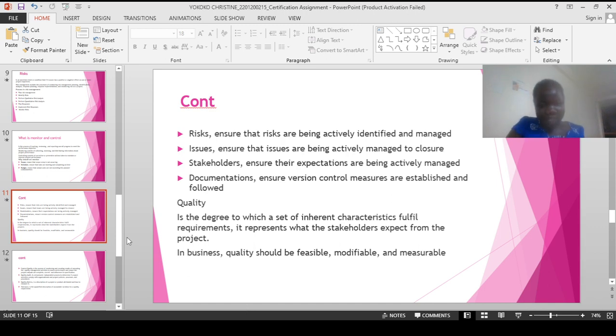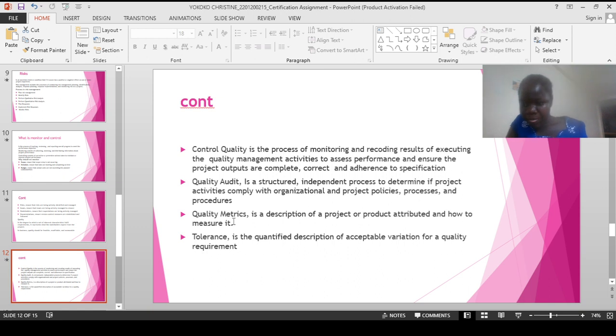Then we can go ahead and look at quality. Quality is very important. As we had looked at the constraints, the scope, the time, the cost, of course we needed all those to ensure quality. We can say quality is the degree to which a set of inherent characteristics fulfill requirements. It represents what the stakeholders expect from the project. So that's quality. It is always important to ensure quality. Then control quality is also another term under this. It is the process of monitoring and recording results of executing the quality management. We have the quality audit as well, then the quality metrics, tolerance. These are some of the terms under quality.